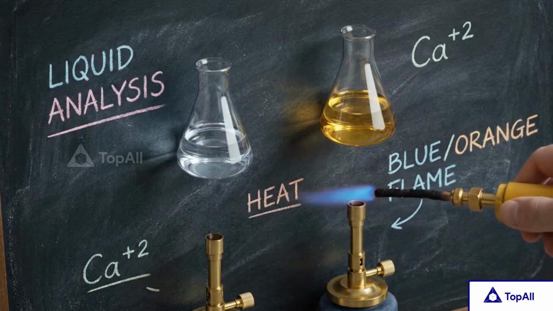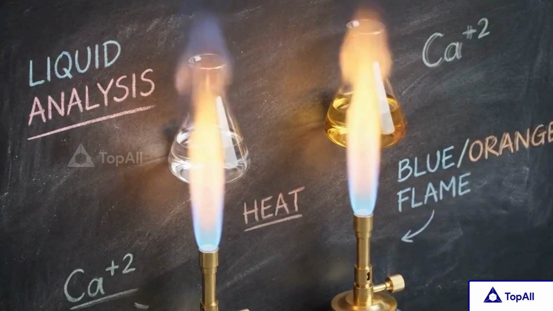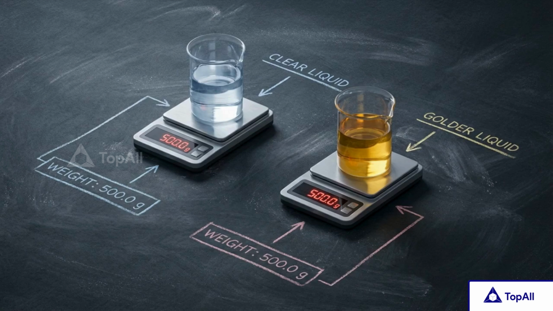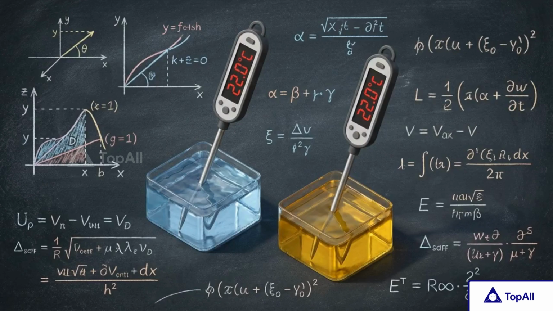We place two beakers over identical gas flames. The beaker on the left holds clear water. The beaker on the right holds cooking oil. We have set this up with strict controls. The mass of the liquid in each beaker is exactly the same. The heat output from the Bunsen burners is identical, and both liquids start at the exact same room temperature.